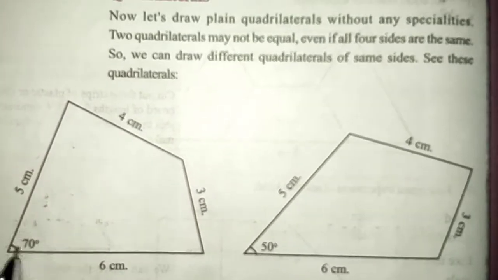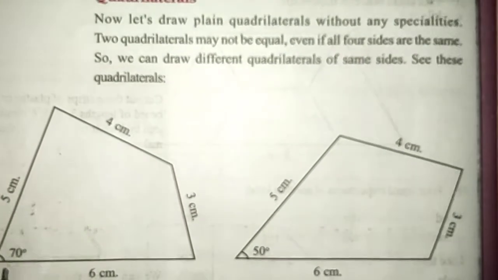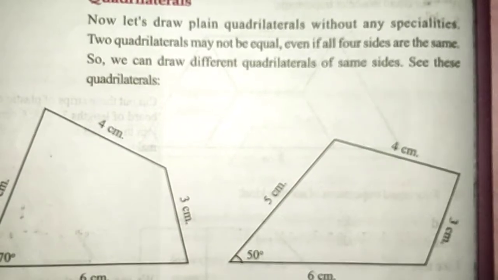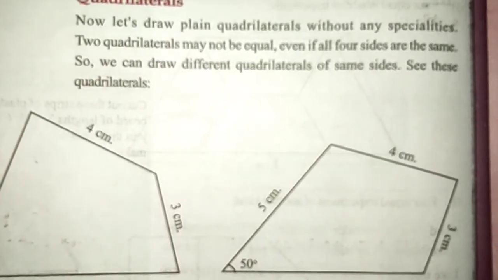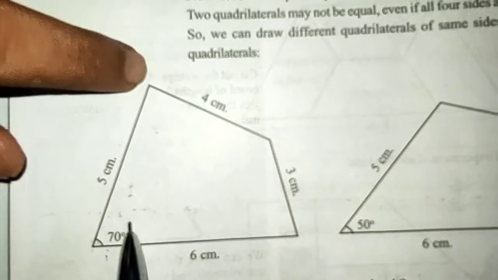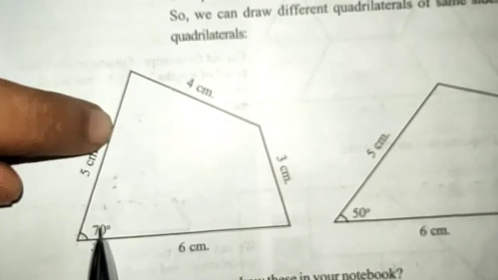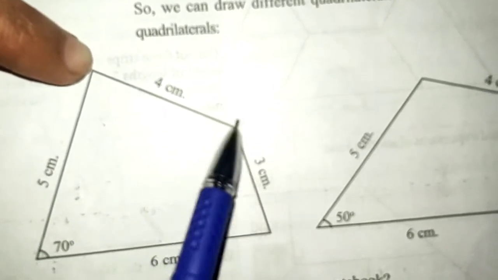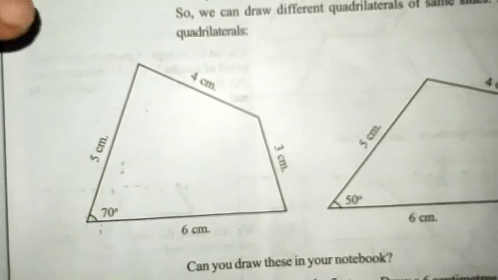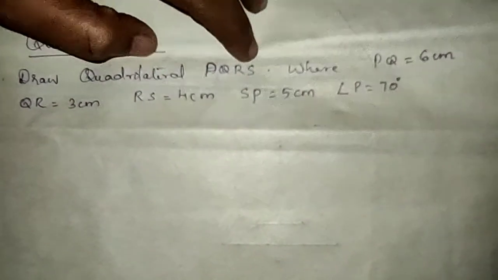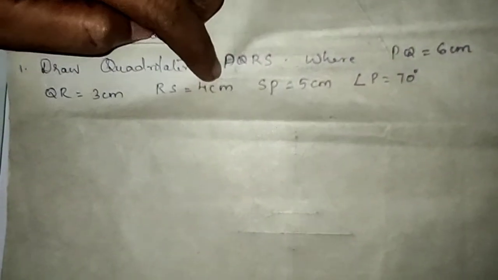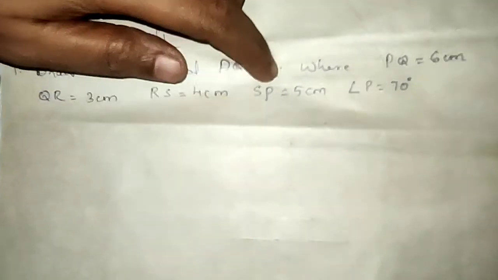Then how do we construct this quadrilateral? First draw a line of length 6 centimeter, then measure 70 degree at this end. Then measure on this line 5 centimeter, then take 4 centimeter here and 3 centimeter here. Then join that, we will get our quadrilateral. Let us draw. So this is our question. Draw a quadrilateral PQRS where PQ is equal to 6 centimeter, QR is equal to 3 centimeter, RS is equal to 4 centimeter, SP is equal to 5 centimeter, and angle P is equal to 70 degree.